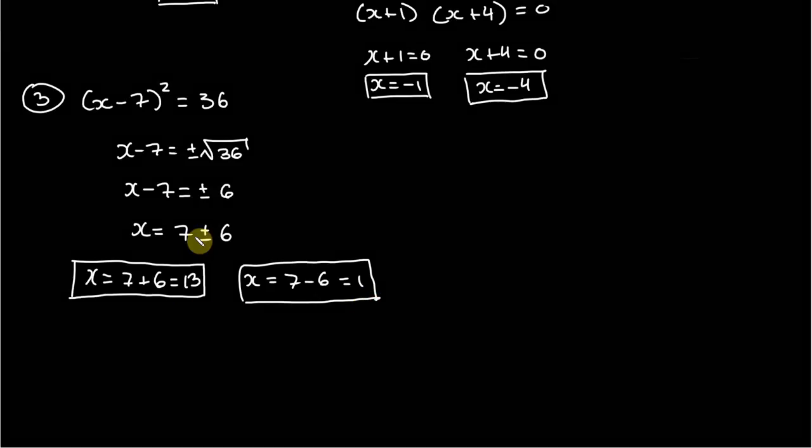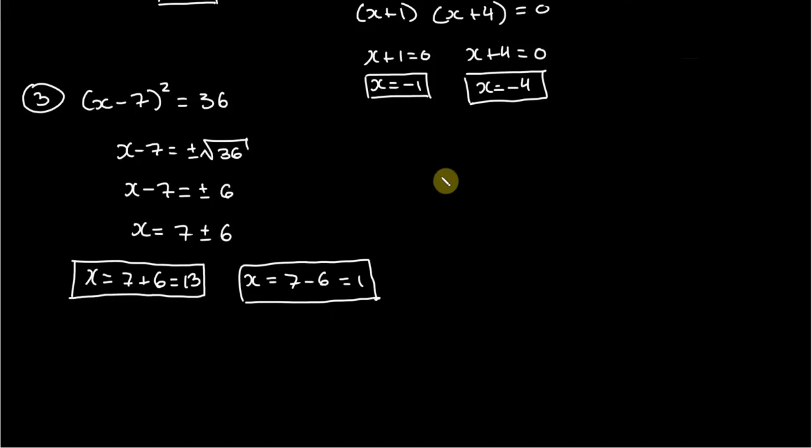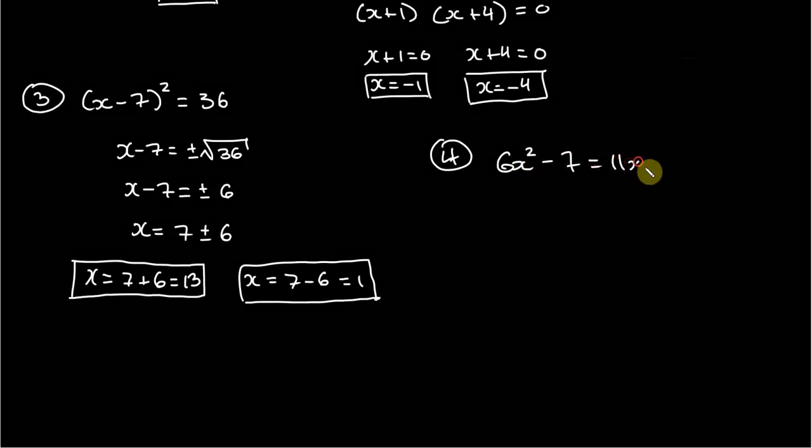And let's do one more example. Say we are given 6x squared minus 7 equals 11x. If you want to try to solve this yourself, pause the video and try it, and then you can compare solutions.